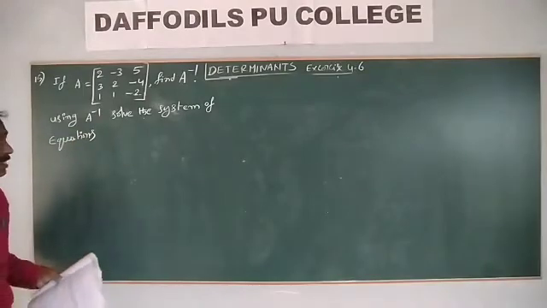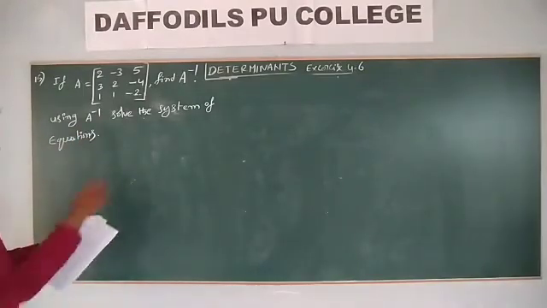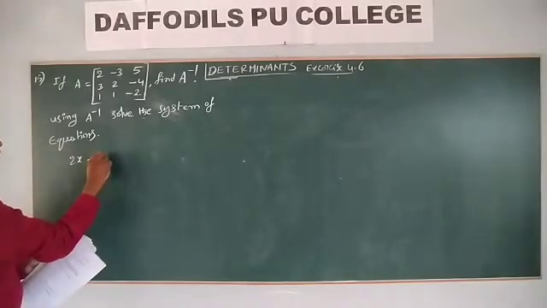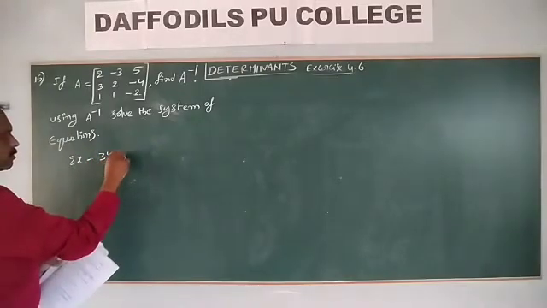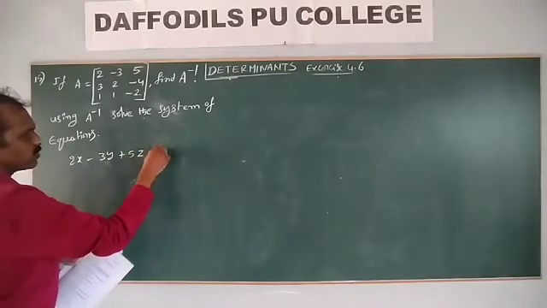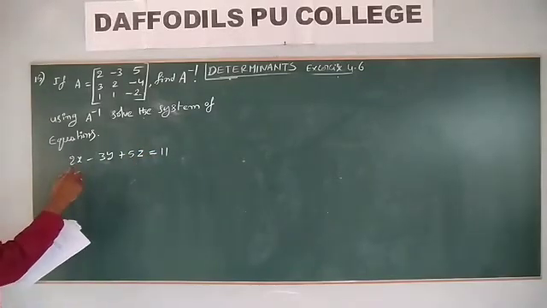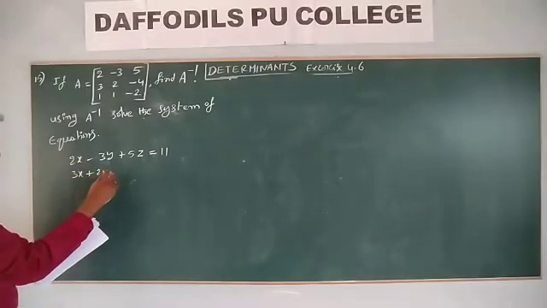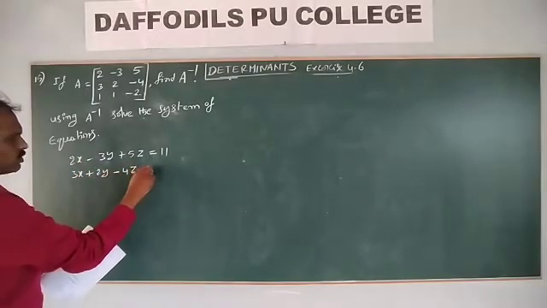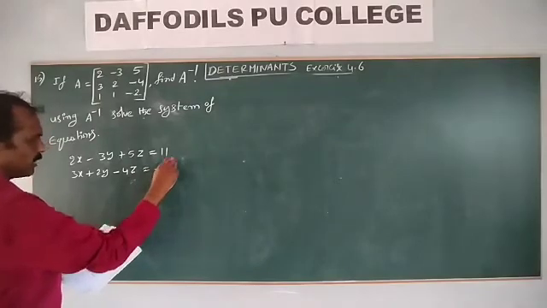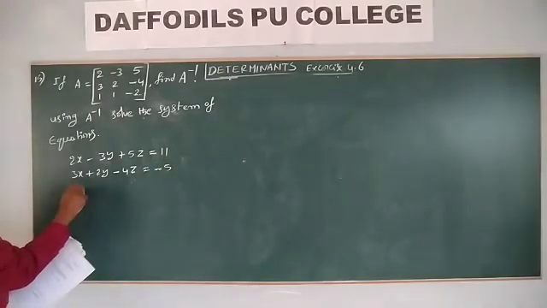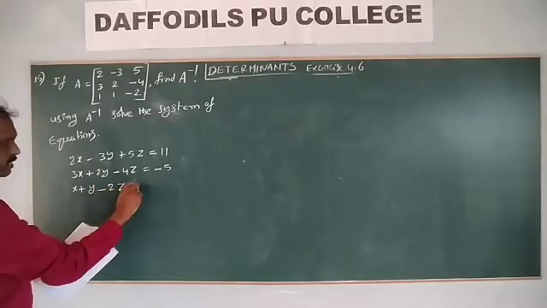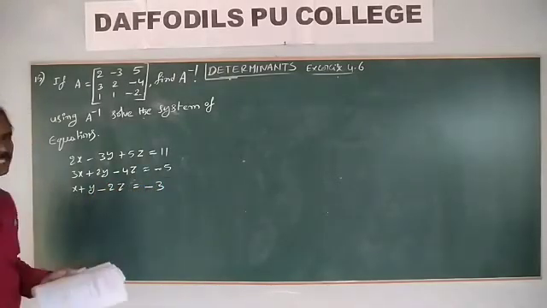Solve the system of equations. Okay, right. What are the equations? 2x minus 3y plus 5z is equal to 11. 3x plus 2y minus 4z is equal to minus 5. x plus y minus 2z is equal to minus 3.